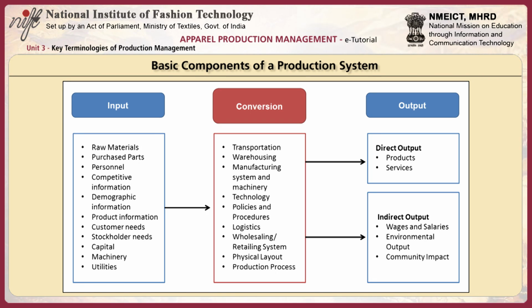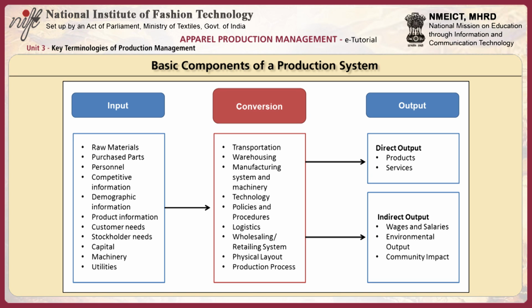Under conversion, we have transportation, warehousing, manufacturing system and machinery, which basically gives us the idea on how a product needs to be produced and what kind of technology needs to be utilized. Policies and procedures required in setting up the conversion process. Logistics, wholesale retailing system, the physical layout of the manufacturing unit, and of course the production process.